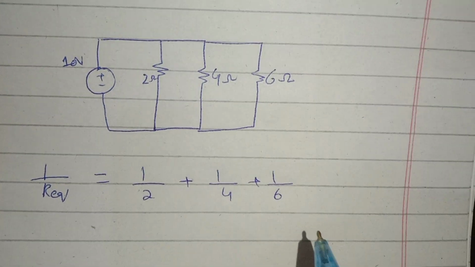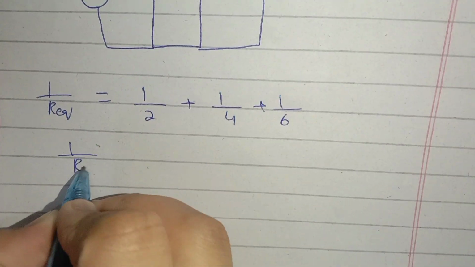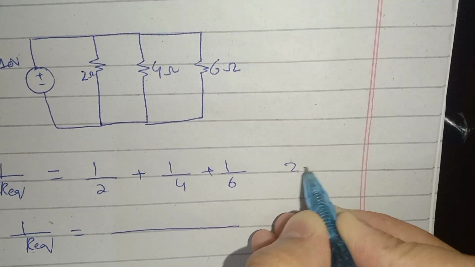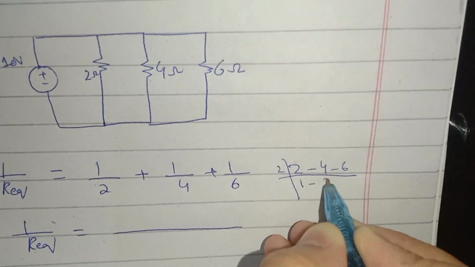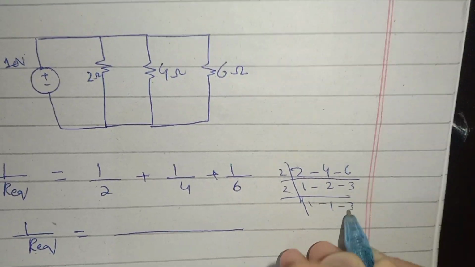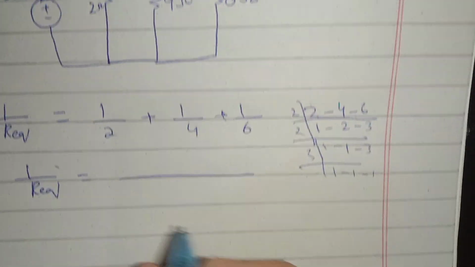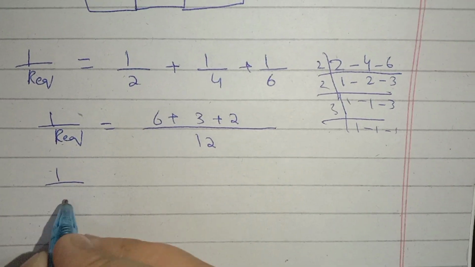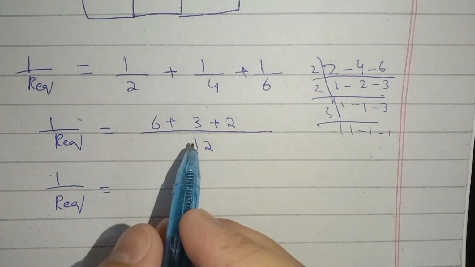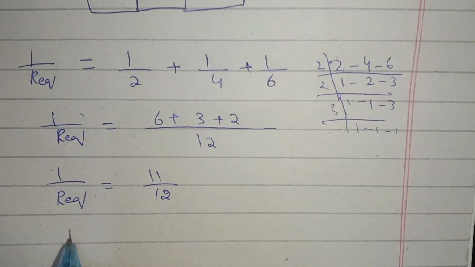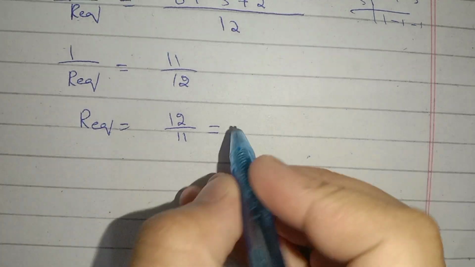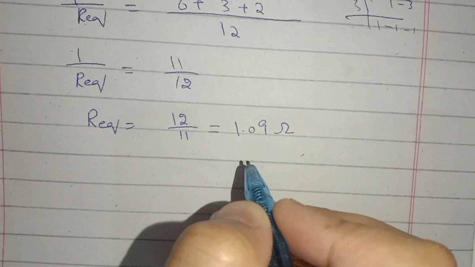So, our equation becomes 1 over R equivalent is equal to 1 over 2 plus 1 over 4 plus 1 over 6. Calculating the LCM of 2, 4, 6 we obtain LCM as 12. Now, after solving we obtain 1 over R equivalent is equal to 11 over 12. Reciprocating, R equivalent becomes 12 over 11 which is equal to 1.09 ohms and is less than 2. 2 is the smallest of all connected resistors.